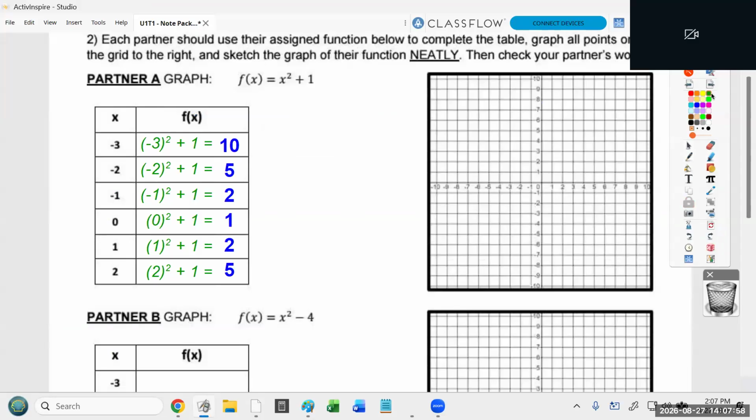Okay? So remember, your x value is left, right. Your function value is up, down. So I'm going to look at -3, +10. That tells me start at the origin, go left 3, up 10. Place a point there, folks. Do that now at -3, 10.